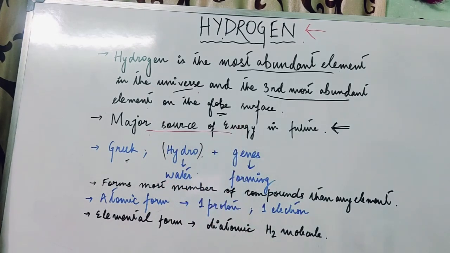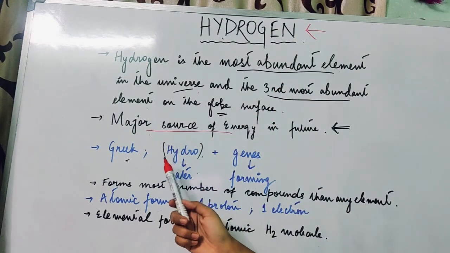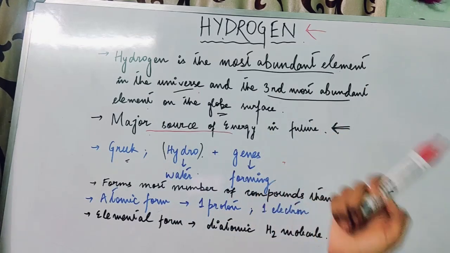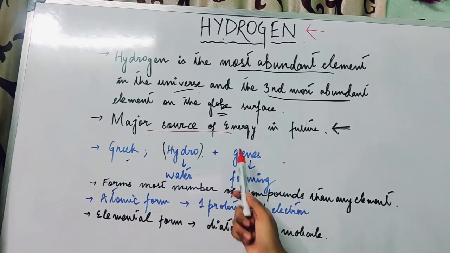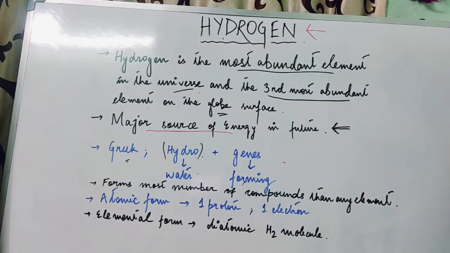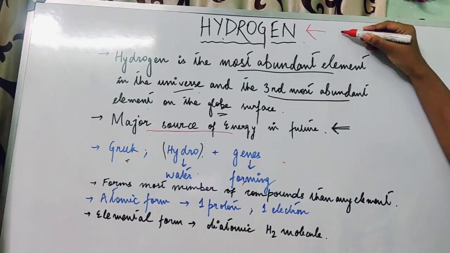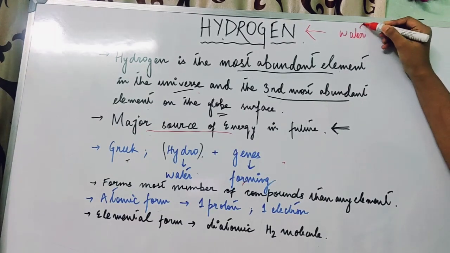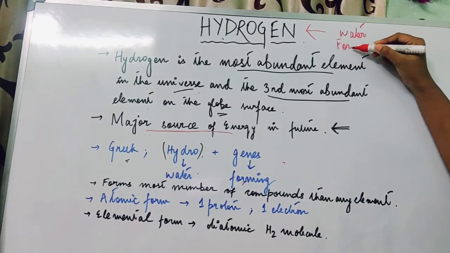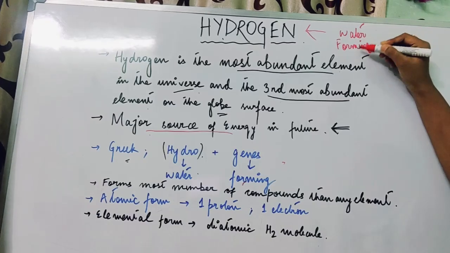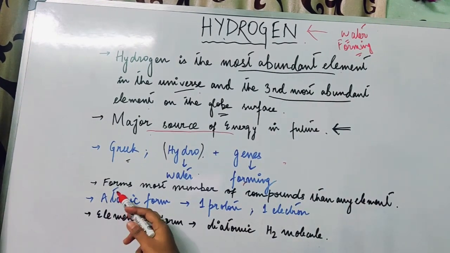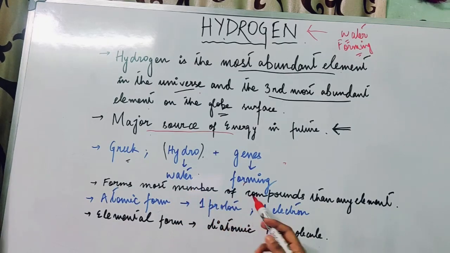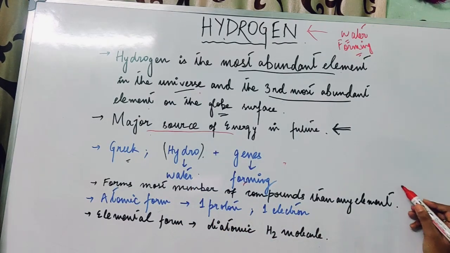This word hydrogen is derived from two Greek words, one is hydro and one is genes. Hydro means water and genes means forming. So hydrogen basically means water forming. The element hydrogen means water forming element. It forms the most number of compounds of any element.